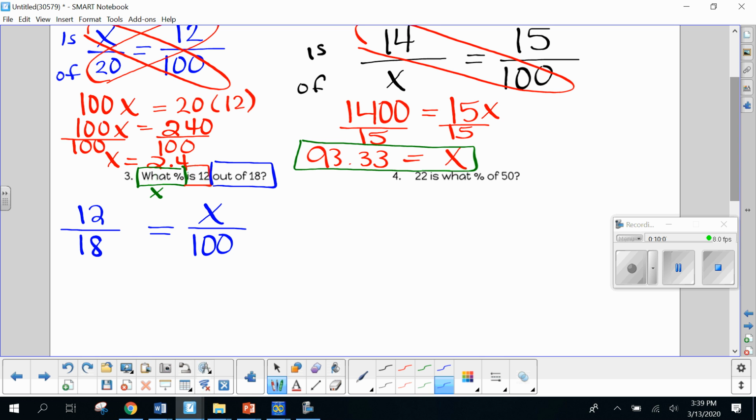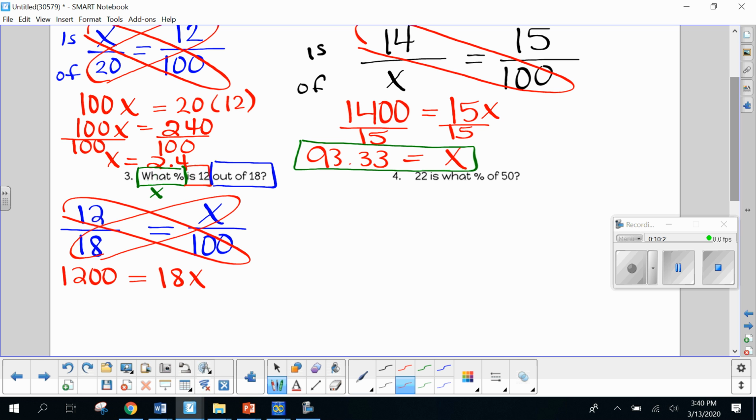We're going to cross multiply. 12 times 100 is 1200, which is equal to 18 times x, which is 18x. Divide both sides by 18. X is 66.67, repeating.